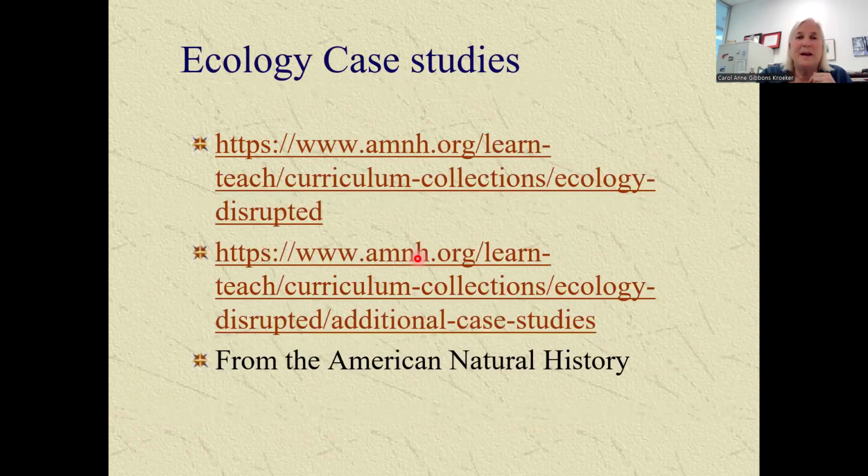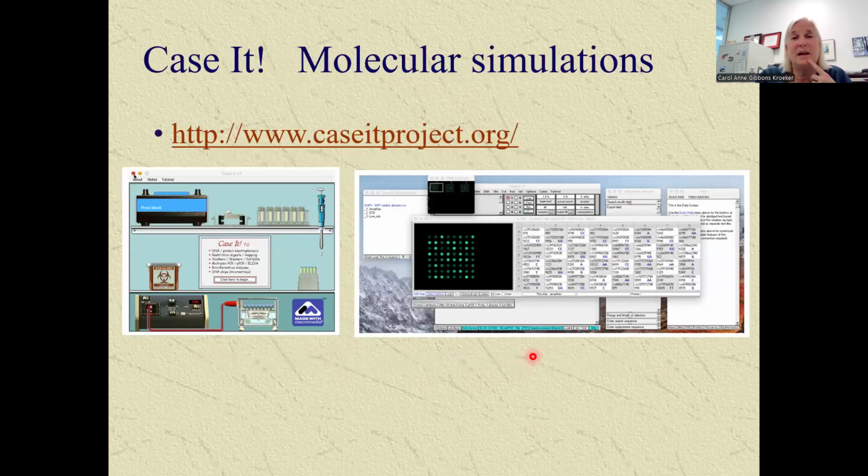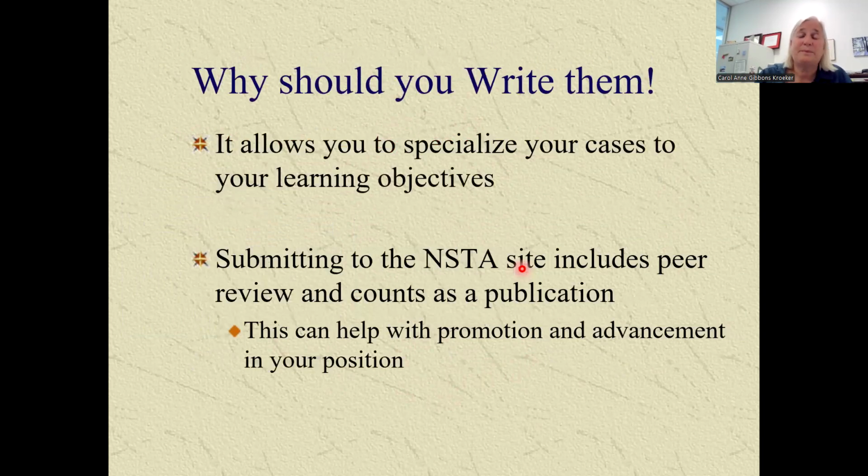And just a few more for ecology. If you're looking for ecology case studies, these are from the American Natural History collection as well. So those ones are good. And then this is a molecular cell simulation from the CASIT project. You can try this one as well, and it looks at, you know what I'm talking about, the word is gone for me, but you did ELISA studies. Those are some of the resources.